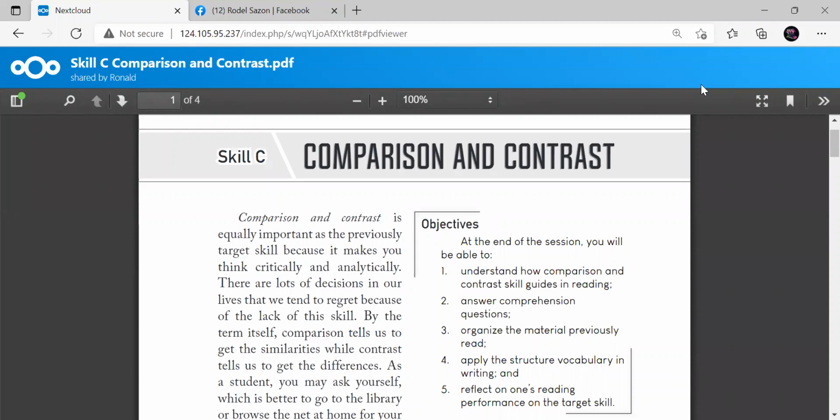Comparison and contrast is equally important as the previous target skills because it makes you think critically and ethically. There are lots of decisions in our lives that we tend to regret because of the lack of this skill. With the term itself, comparison tells us to get the similarities while contrast tells us to get the differences. As a student, you may ask yourself which is better, to go to the library or browse the net at home for you.